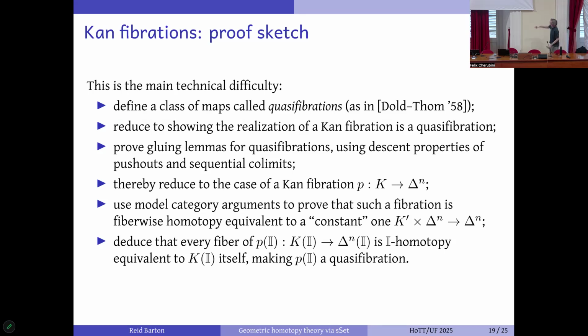For example, I'll take K prime to be the fiber of K over one of the vertices, and then K is fiber-wise homotopy equivalent to K prime cross delta N. And now if I realize that fiber-wise homotopy equivalence, it gives me a fiber-wise equivalence between the realization of K and the realization of this constant thing. And the constant thing, we know what the fibers are. They're just K prime. And so that's how we can piece this together. So it's really a combination of synthetic homotopy theory with its descent properties of pushouts and sequential colimits, plus some model category theory style reasoning to know that I can extend an equivalence between two fibrations over a point to the whole simplex.